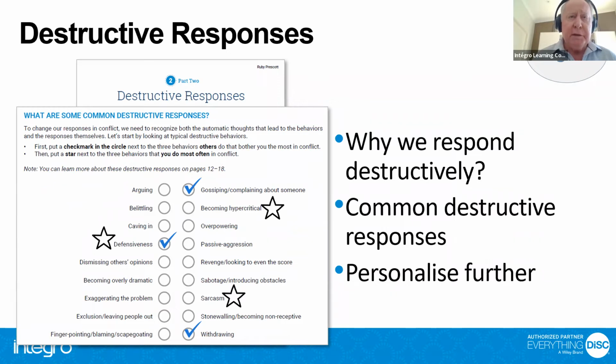All right, and then you're asked to put a star on the destructive responses that you tend to use most often. All right, so the sample here is this person tends to become hypercritical, they tend to become defensive, and they tend to use sarcasm. Okay, what are your three, do you think? Which ones do you go to mostly? I know for me, it's more likely I'm going to withdraw or cave in. That is my natural instinct in conflict situations, especially when things get a bit heated. All right, but then that's probably typical for an SI style, isn't it?